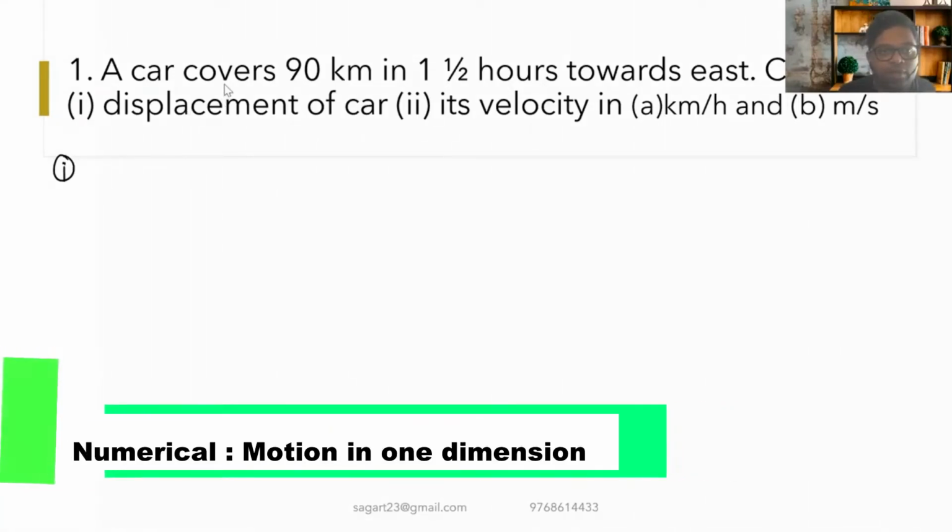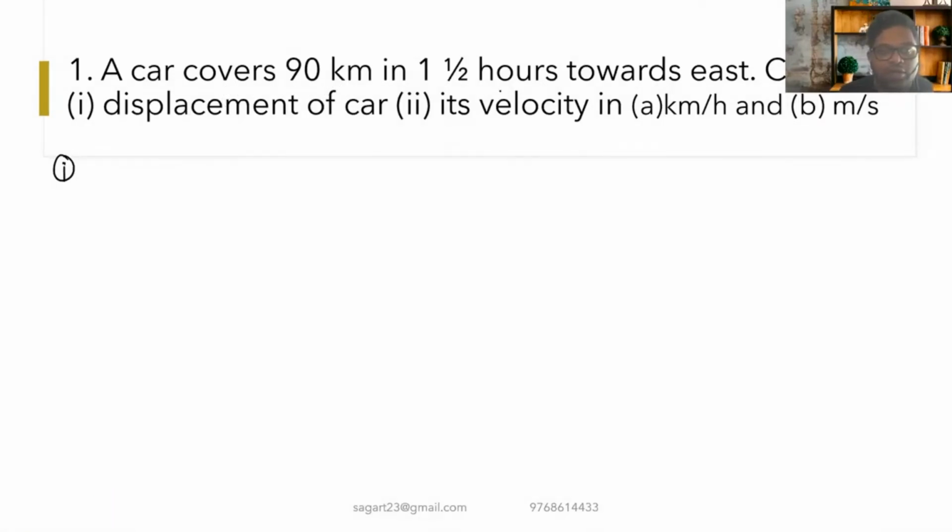Now here what we have is a car covers 90 kilometers in 1.5 hours towards east. Calculate the displacement. So the displacement is 90 kilometers due east. Okay, so that is something that you should know. In displacement, we write down the direction.